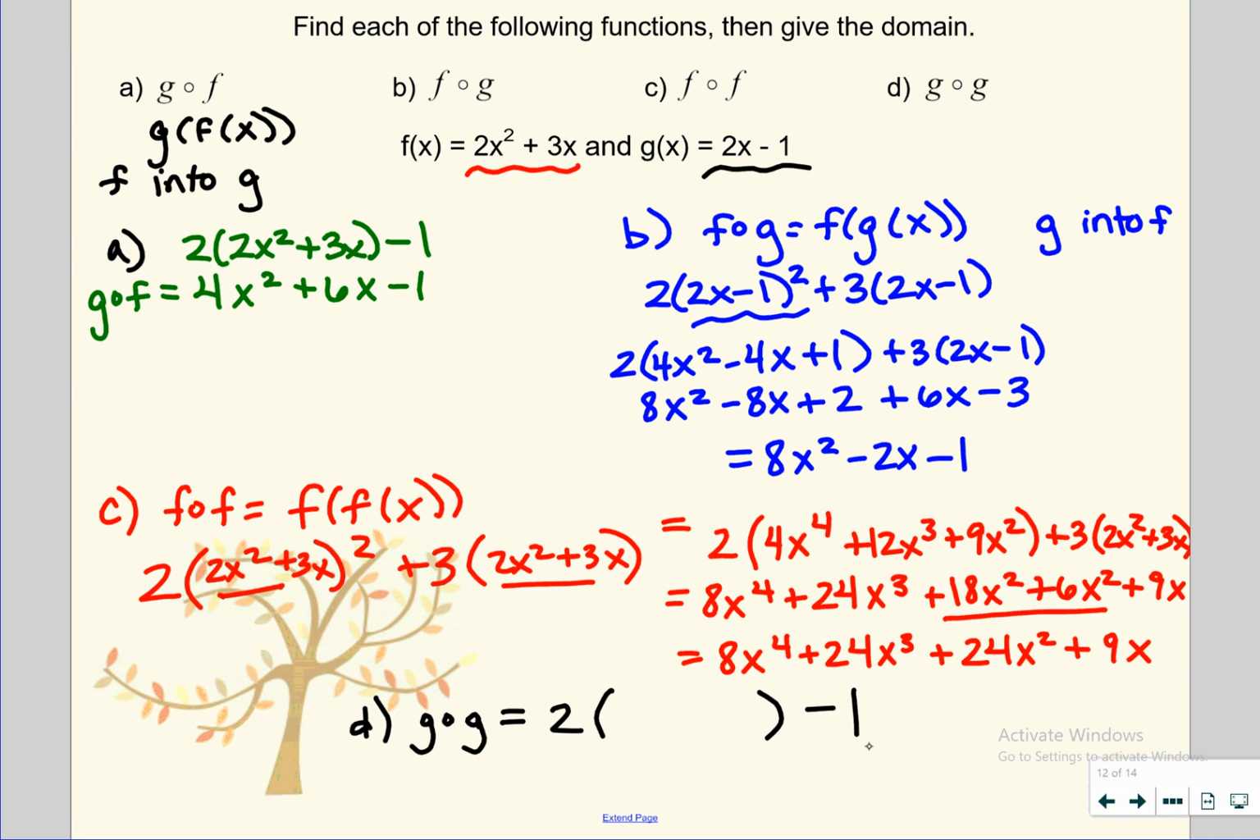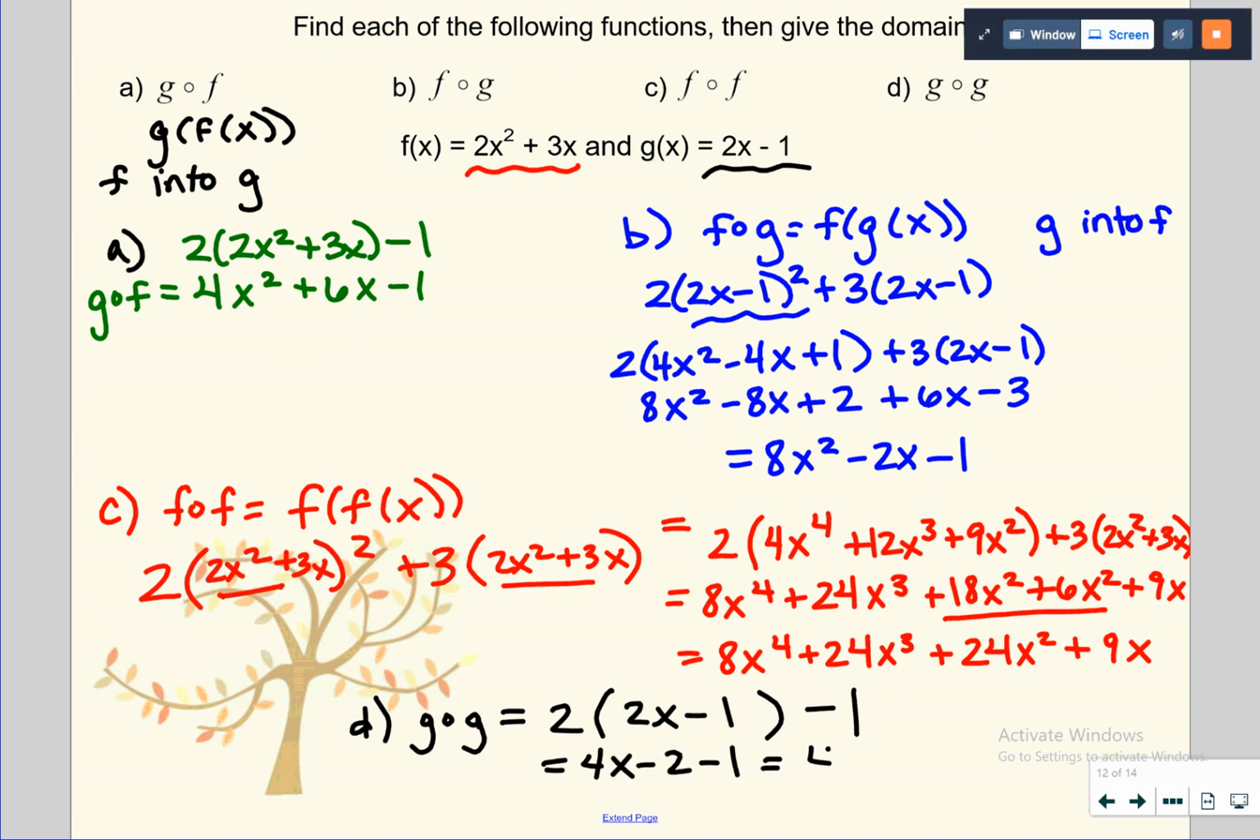And then where that blank is, I'm going to put all of function g inside. 2x minus 1. 2x minus 1 inside of 2x minus 1. And then distribute and combine like terms. So 4x minus 2 minus 1. Final answer, 4x minus 3 for that one.